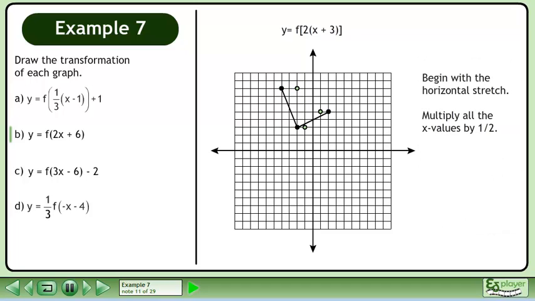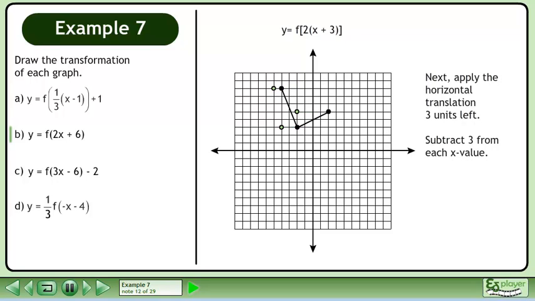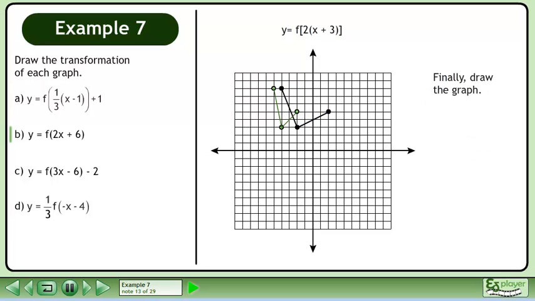Begin with the horizontal stretch. Multiply all the x values by 1/2. Next, apply the horizontal translation 3 units left. Subtract 3 from each x value. Finally, draw the graph.